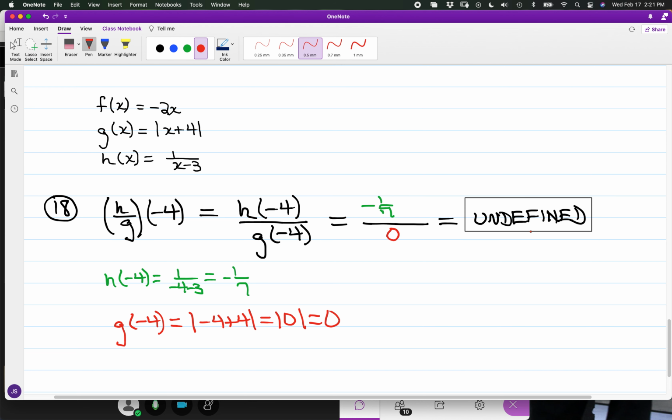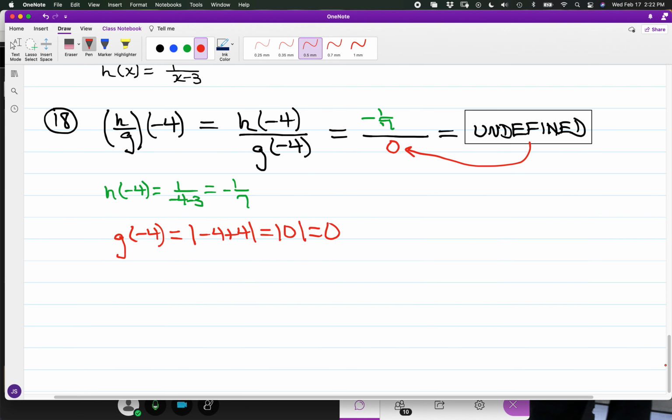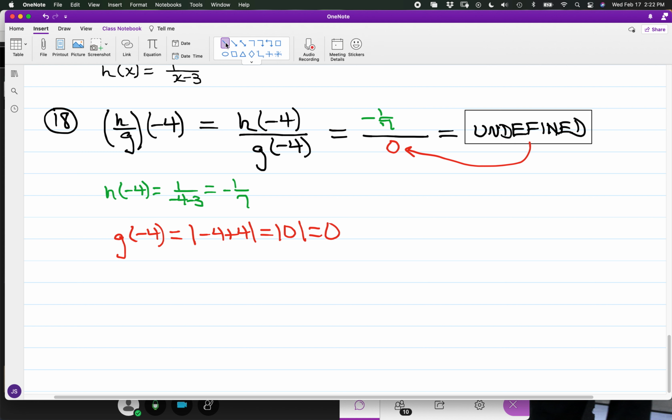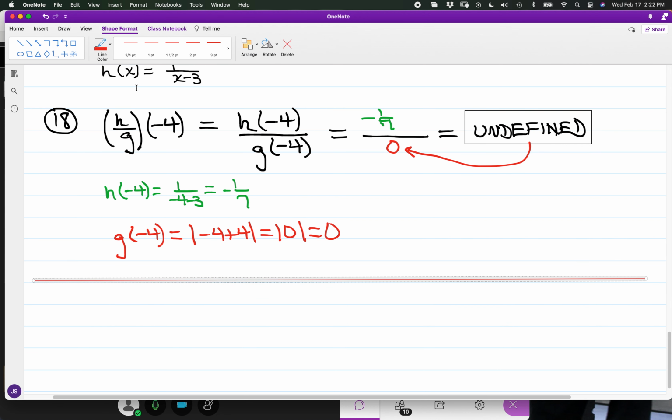And once again, it's undefined because of the denominator. All right. Now, for the next group, there are going to be 3 other functions, but I'll tell you what. Let me provide a little bit of a segue, just with some examples here, where the domain is concerned.